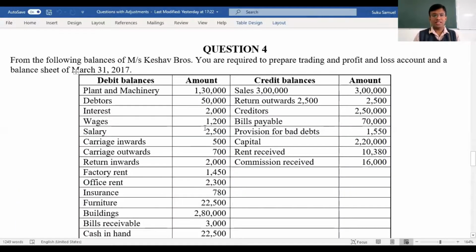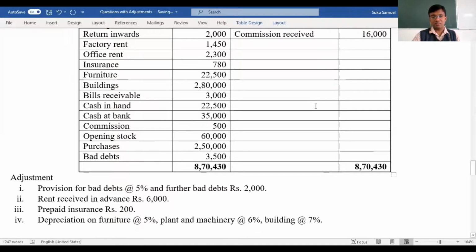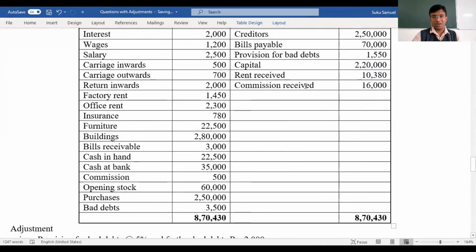The question goes like this: from the following balances of MS Keshav Brothers, you are required to prepare trading account, profit and loss account, and balance sheet as on 31st March 2017. They have given us the trial balance, and from this trial balance, we will have to prepare the final accounts, and then they've also given us some adjustments. So let us start preparing this particular question.